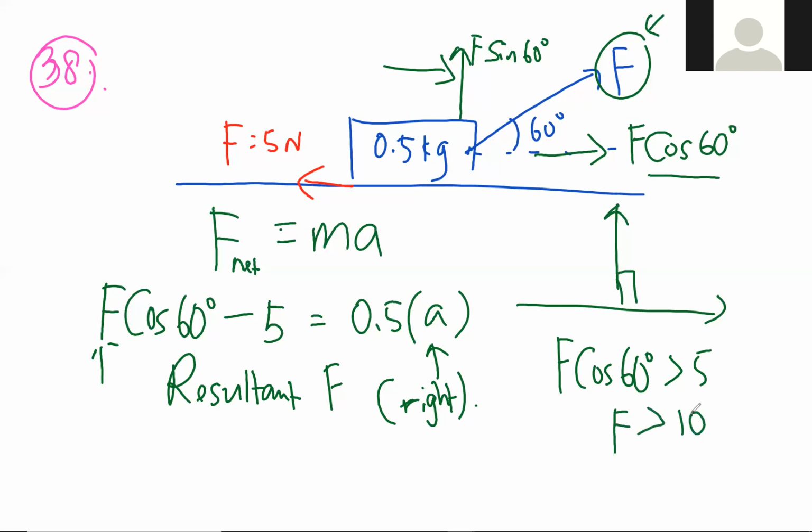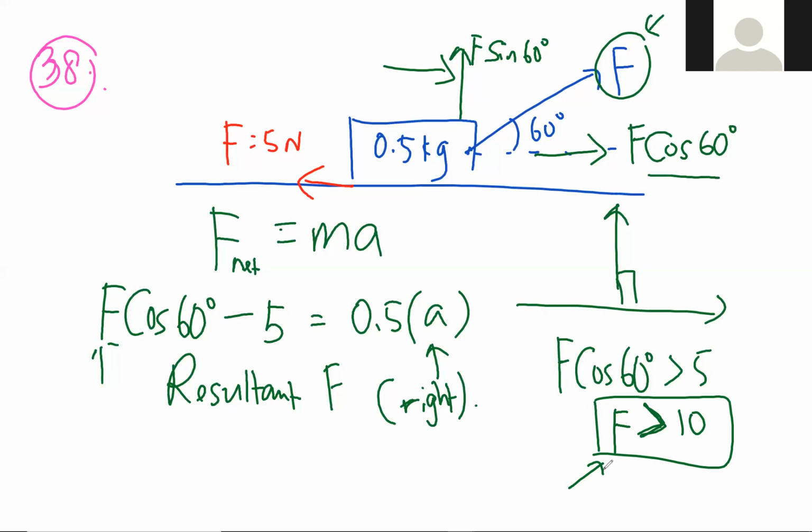You will see my answer sheet from my solution there. I write down this one, F bigger than 10. Okay, because cos 60, you move over there, you will get 10. F is bigger than 10. So this equation means that the force must be bigger than 10 in order for the object to move to the right. Otherwise, if it's less than 10, it won't move because of the frictional force.